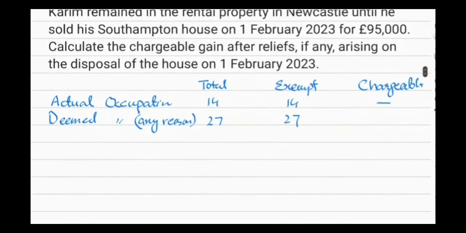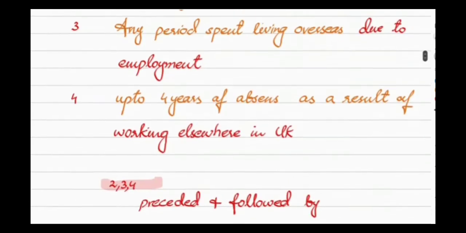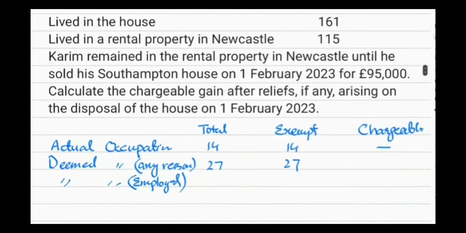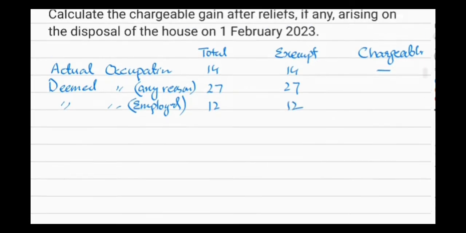Then employed overseas, a deemed occupied period. This is the third reason: any period spent living overseas due to employment. It is a period of 12 months, so it is also an exempt period.